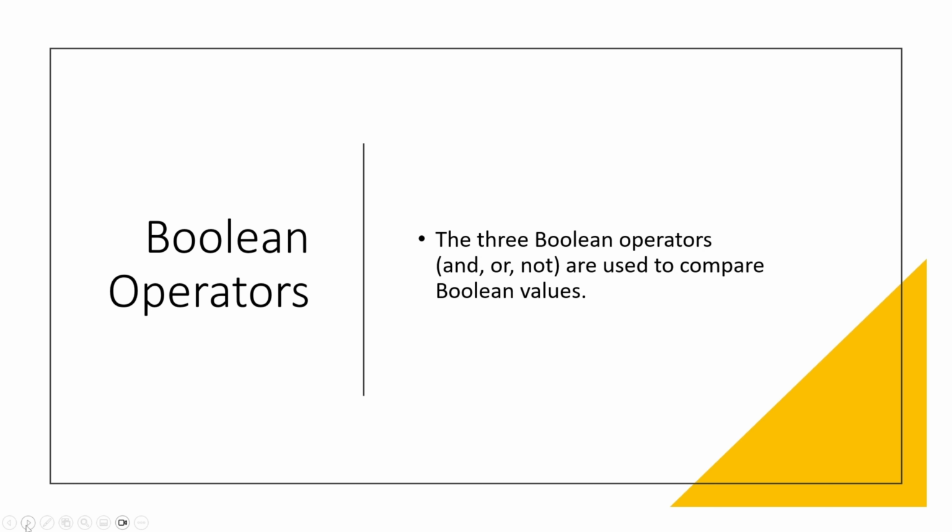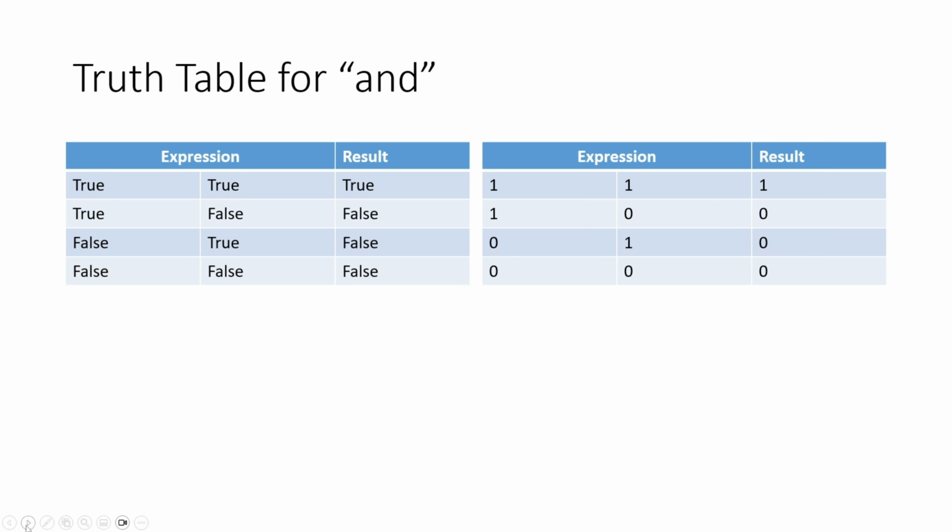So we have some Boolean operators, the and, or, and not, to compare Boolean values. So how this works is if two values are both true, then the result is true. But with the and function, anytime you don't have both values in your expression equaling true, then you'll return false. And here is the same expression using binary as opposed to true and false.